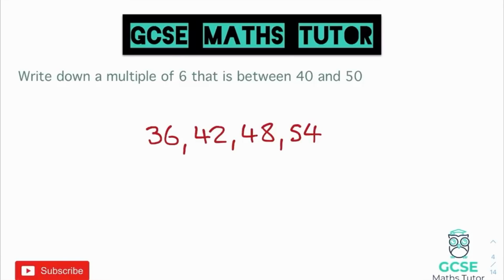And obviously the only two that are going to be important to us would be 42 and 48, as they are between 40 and 50. But of course this question does say write down a multiple, so it doesn't want us to write down both of them, it just wants to write down one. So you could take your pick. I'm going to pick 42, so let's just say 42, and that is a multiple that is between 40 and 50. And just be careful to read the question, whether it says write down a multiple, or write down all the multiples. So there we go, that's how we would approach that question.